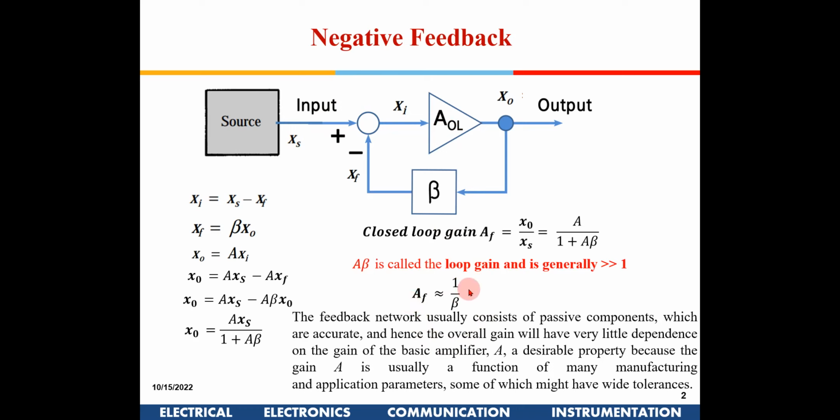There are several advantages. We'll take one at a time. Right now we are saying the gain is reduced. The gain is much lesser compared to the open loop gain, but A has a dependence on many application parameters and will have a lot of tolerances, whereas beta can be mere passive components in which the tolerances can be tight, and hence it gives a much better stabilized gain.